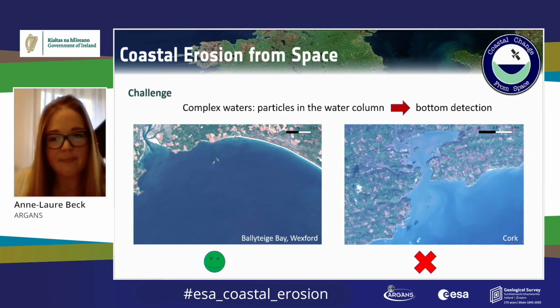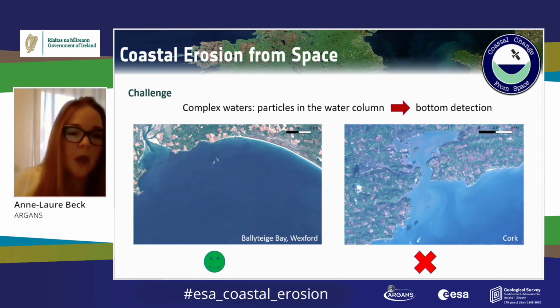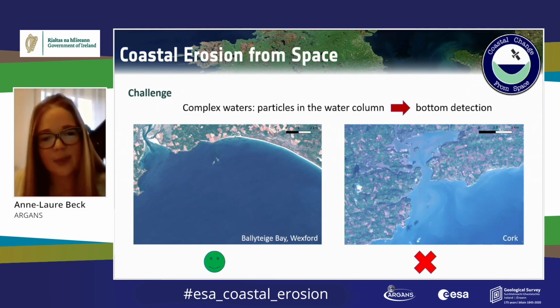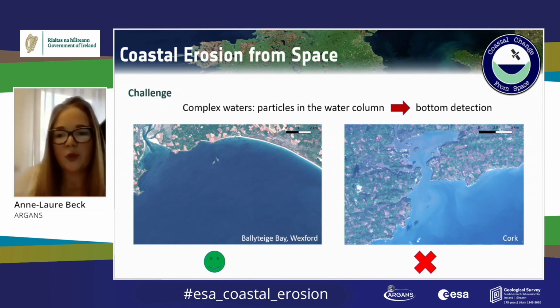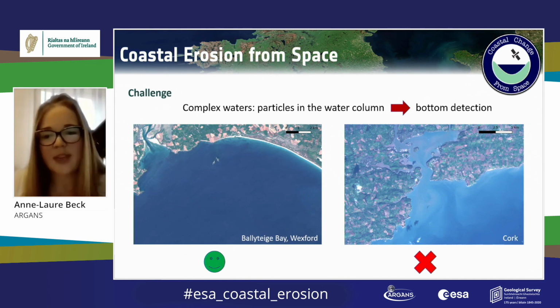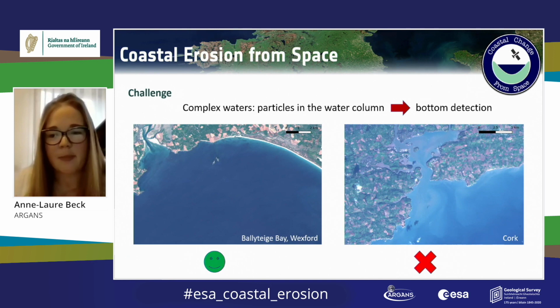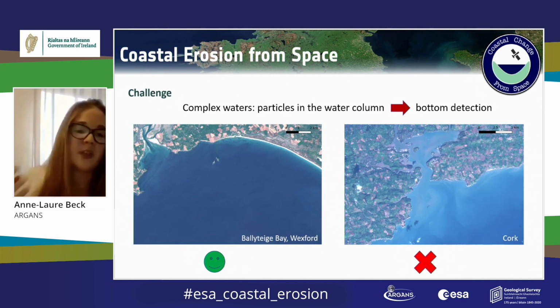So on the left image, near the beach here, we have very clear water, and we can see some coastal features, probably rocks. But for the Cork estuary, we can see some sediments which are masking the seabed, and the reflectance obtained for this area is not that of the seabed, but that of the sediment.